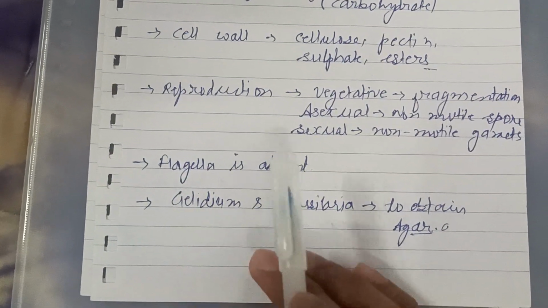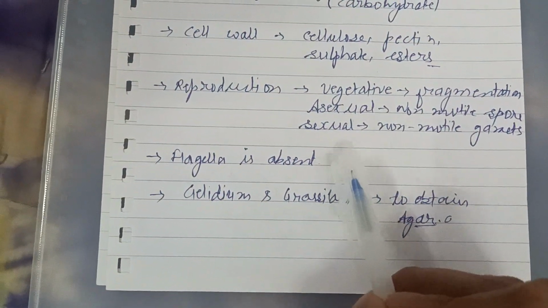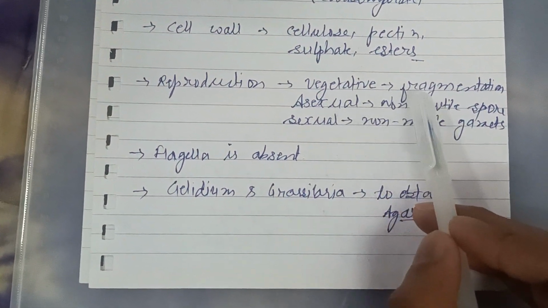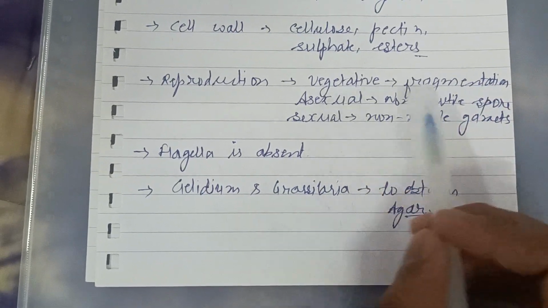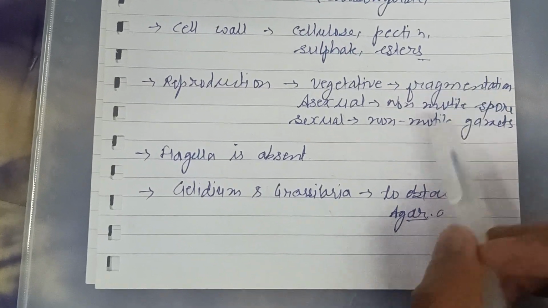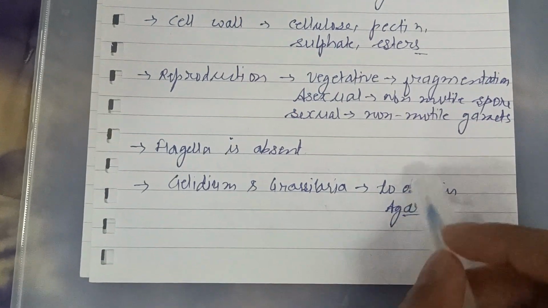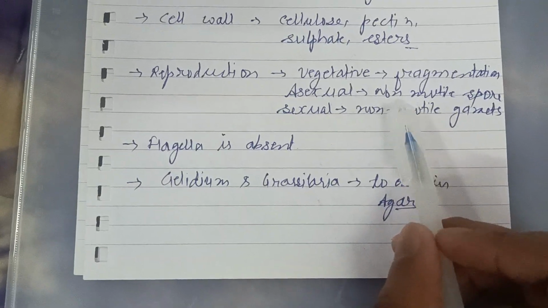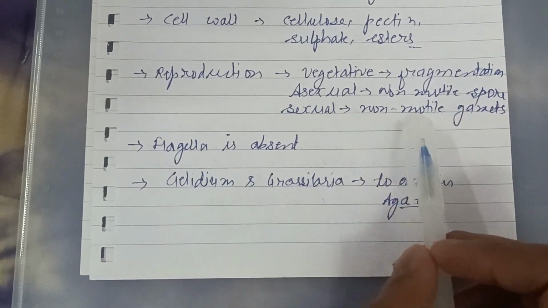If we talk about reproduction, in red algae vegetative, asexual, and sexual kinds of reproduction occur. Vegetative reproduction mainly occurs by fragmentation, in which the body divides into a lot of fragments, and then each fragment gives rise to a new body. Asexual reproduction occurs through non-motile spores, and sexual reproduction occurs through non-motile gametes.